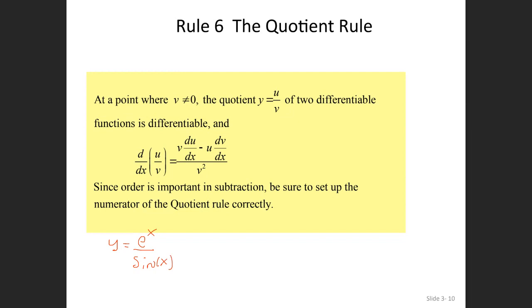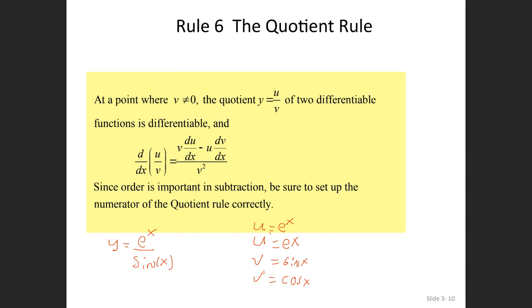This is where we'd use a quotient rule because we have a function over a function. I'm going to call the top u, exactly what I did before. U is equal to e to the x. U prime is equal to e to the x. V is equal to sine of x. V prime is equal to cosine of x. Now this time it does matter what u and v are. The top one has to be u, the bottom one has to be v. You can't mix those up because it messes up the product.